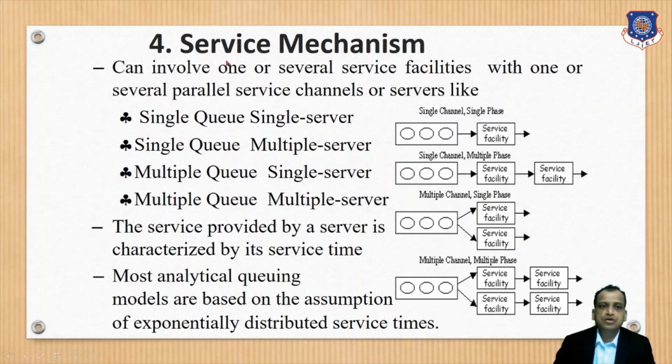Now, what are the mechanisms? We already have seen, but we will quickly revise it. Single queue, single server, right? Here, if you see, single channel is there, single server is there, right? Single channel, multiple phases are there, right? Multiple channels, single phase, multiple channels and multiple phases are there. And why are these important? These are characterized by the service time, right? Based on the service time, they are designed. And most analytical queuing models are based on the assumption of exponentially distributed service time. We already discussed this, that the service times are assumed to have exponential distribution.